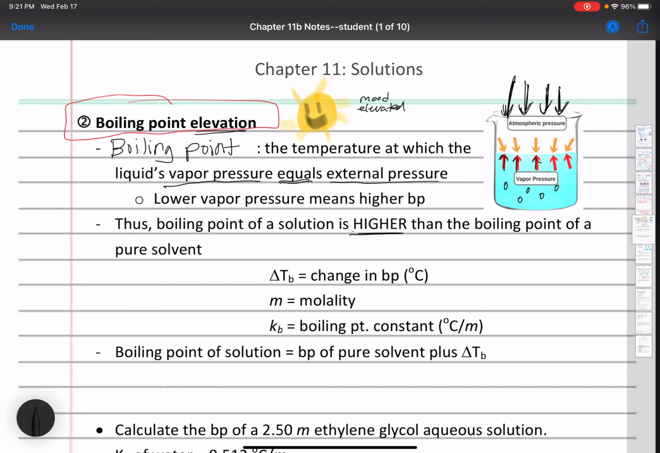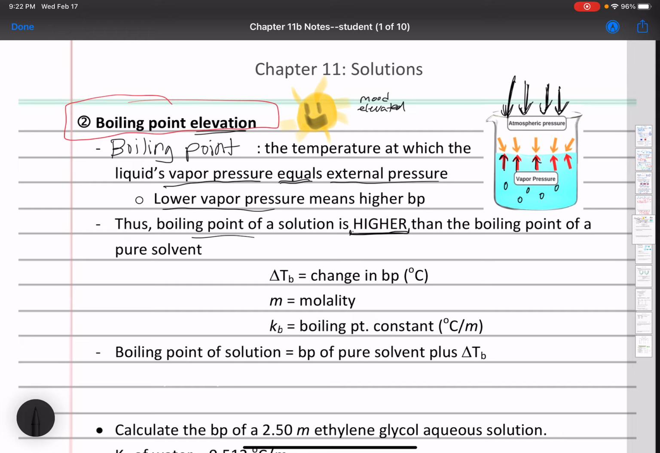So the boiling point of a solution is going to have a lower vapor pressure, and so it's going to need to be heated even more in order to increase that pressure to match the atmospheric pressure. So since a solute dissolved in solution lowers vapor pressure, it raises the boiling point. Vapor pressure and boiling point are inversely related. When one goes up, the other goes down.